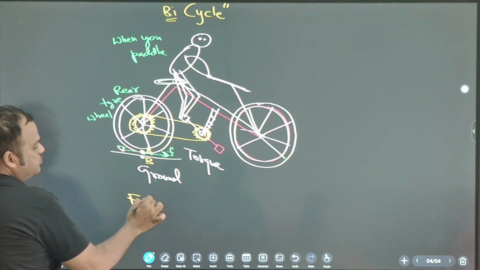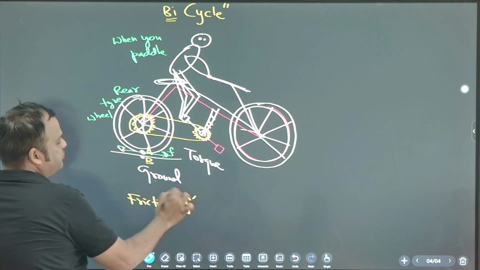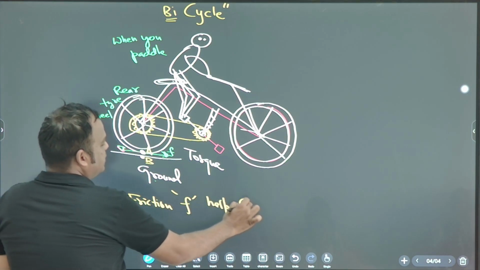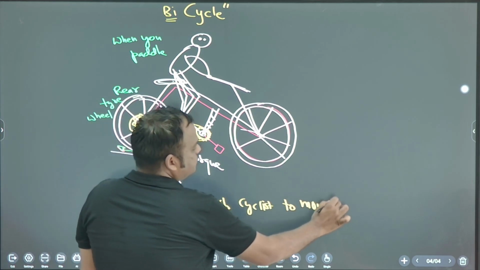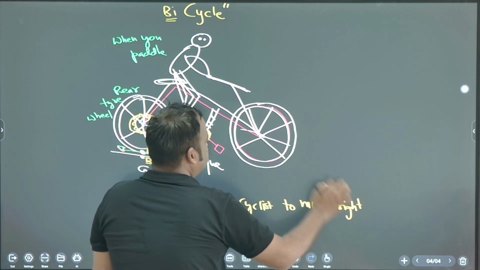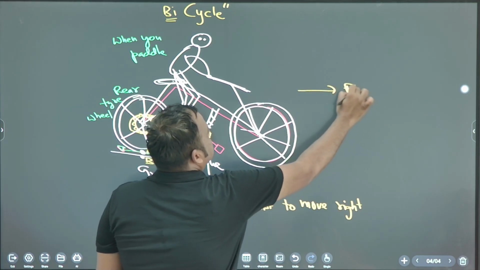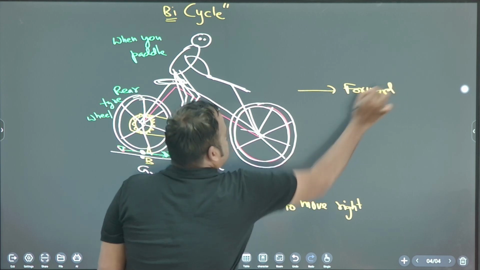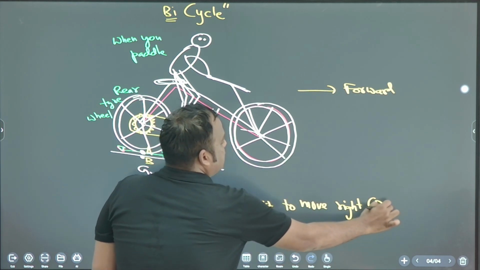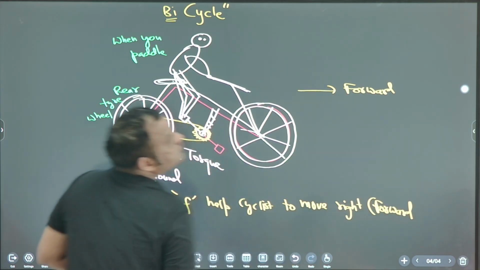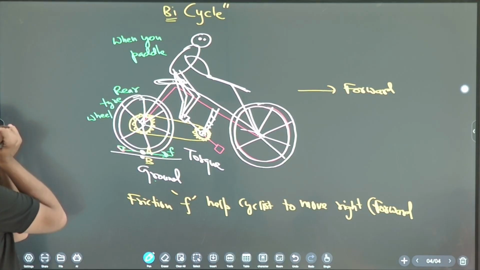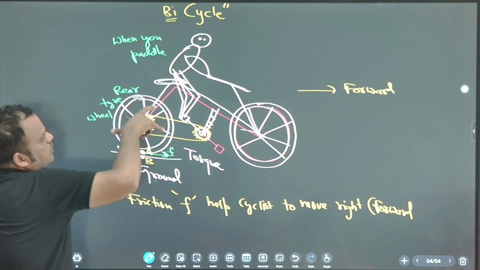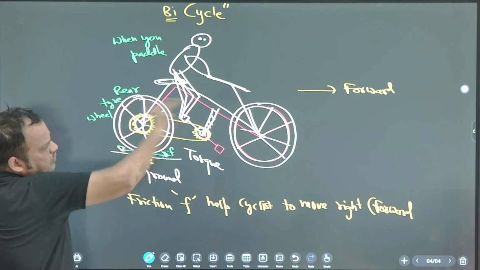Are you getting? So friction F helps a cyclist to move forward. This is the forward direction. Okay. So the cyclist will move forward. Understood? So this rear wheel is moving forward.